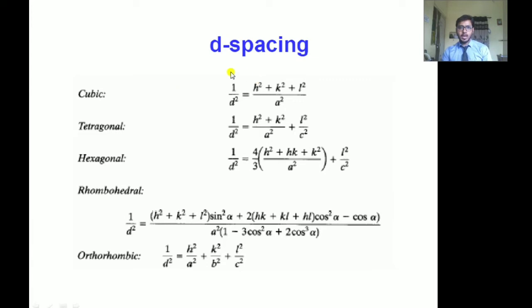Friends, in this slide I am going to show the d value or d spacing value for the different crystal systems. Here are the cubic, tetragonal, hexagonal, rhombohedral and orthorhombic crystal systems. The cubic system has a different formula for calculating the d value: 1 by d square is equal to h square plus k square plus l square, and this whole divided by a square, where a is the lattice parameter. This formula is different for different crystal structures, so I will show how to use this formula for indexing the HKL value or finding the lattice parameter using the XRD data.